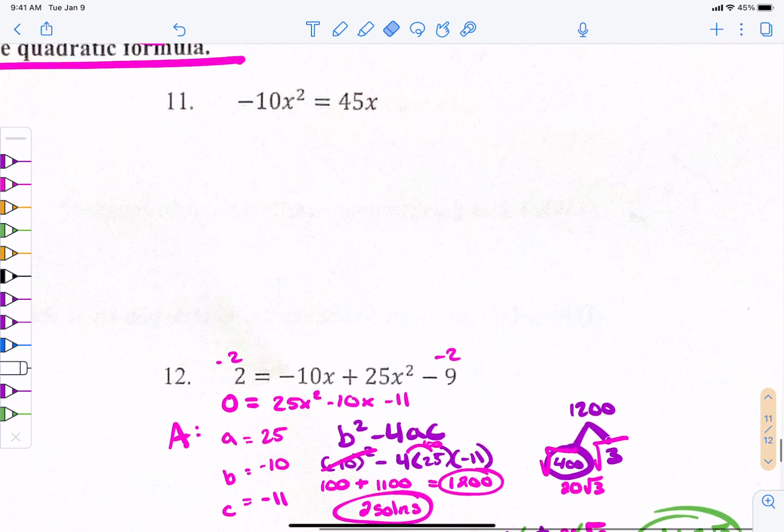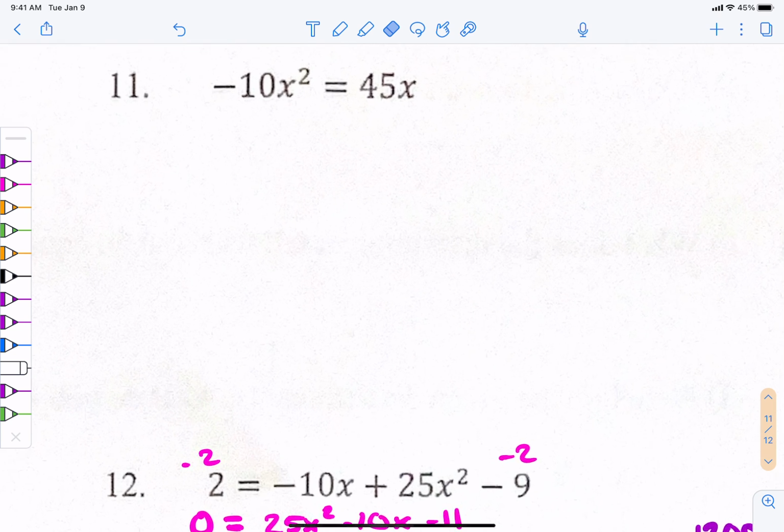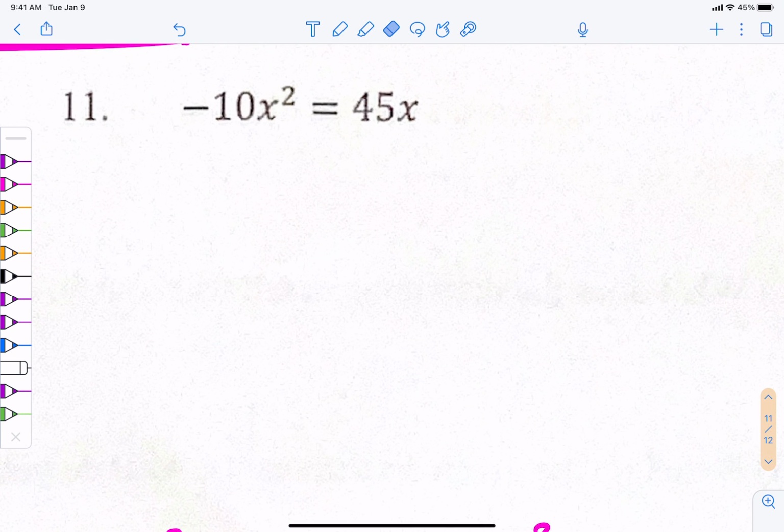All right, before I stop this video, I'm going to talk one more thing about number 11. There are only 2 pieces. What would you like to move first? The 10. You want to move the 10 over to this side? Okay, all right. So, 0 equals.